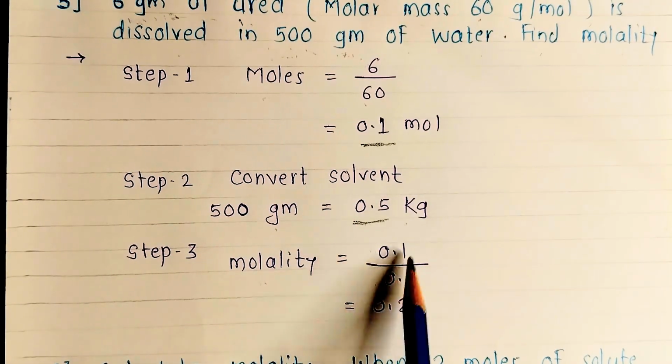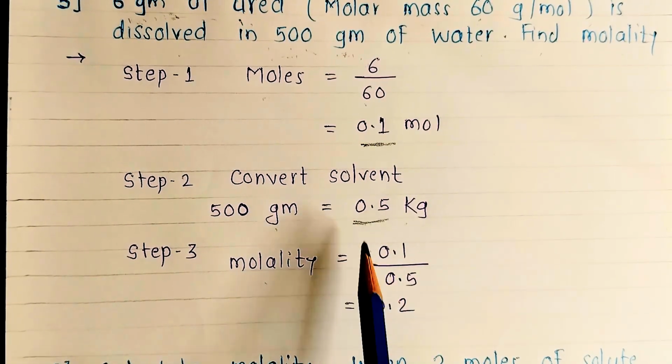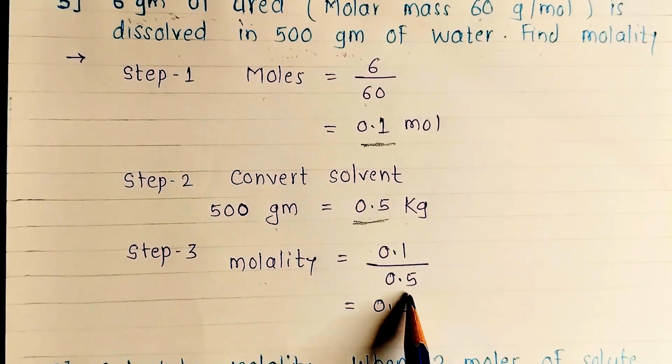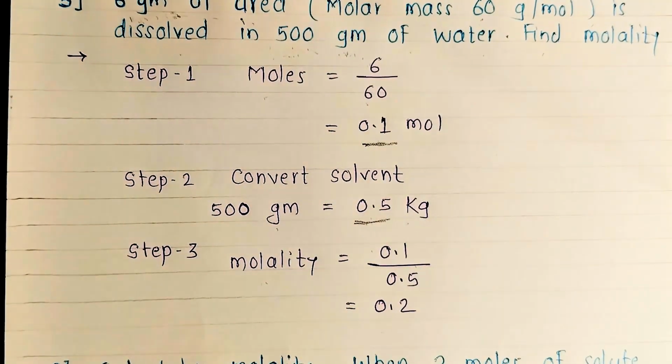Now we use this formula, moles upon mass of solvent in kilograms. So here moles is 0.1, mass of solvent in kilograms is 0.5, that means 0.2 is the molality of that solution.